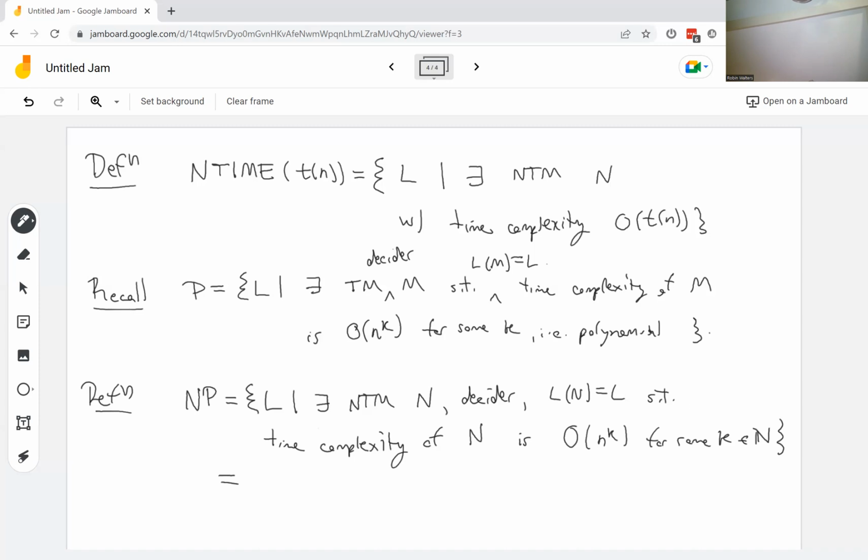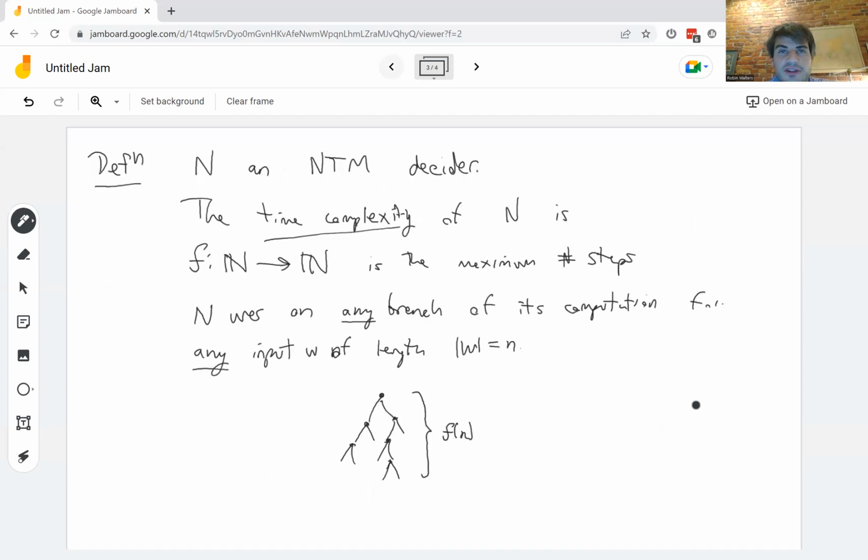So if you like, you can write that the non-deterministic polynomial time class is the union from k equals 0 to infinity of the non-deterministic time classes that correspond to n to the k. Okay, so a very simple generalization of deterministic polynomial time. Really, the only subtlety here is that when we're talking about the time complexity of a non-deterministic machine, we're talking about the maximum depth of any computational tree, not the total number of steps aggregated over all the branches.